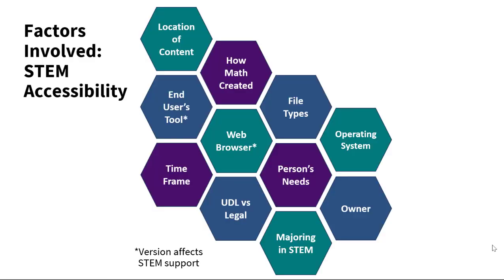So here's a graphic that's describing the different factors. There's several of them, so I'll verbally mention each of them and then go through and add some more context to each. Location of content, how math was created, file types, the operating system, end user's tool, web browser, the person's needs, the owner, the time frame, the motivation for making that content accessible, whether it's a legal compliance issue or a universal design for learning desire, and is the student majoring in STEM?